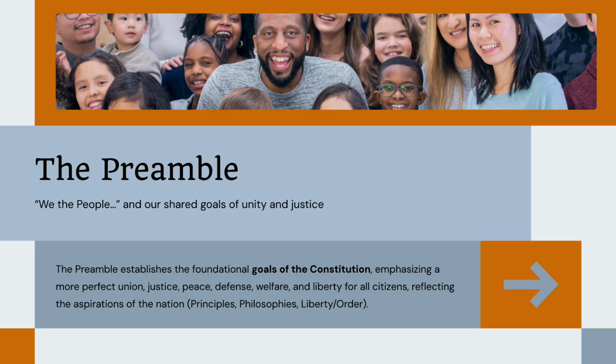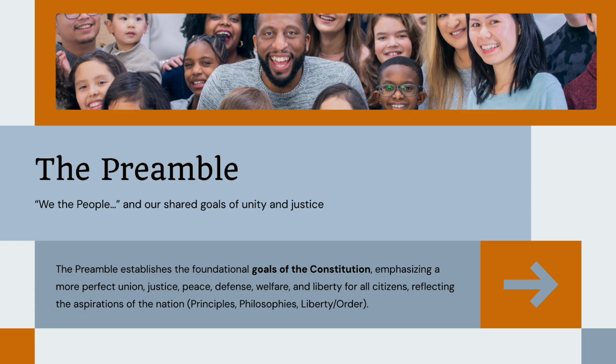Let's first talk about the preamble. We, the people, is the starting phrase, and our shared goals of unity and justice. The preamble establishes the fundamental goals of the Constitution, emphasizing a more perfect union, justice, peace, defense, welfare, and liberty for all citizens, reflecting the aspirations of the nation, principles, philosophies, liberty, and order, etc.